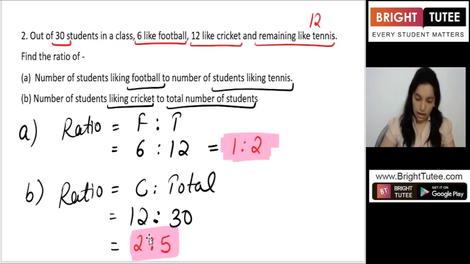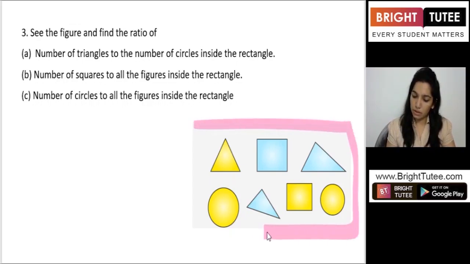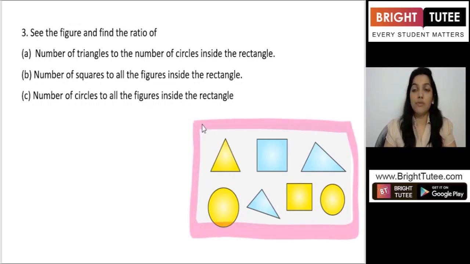Okay, so this is the answer. Moving ahead to the next question. It says, see the figure and find the ratio of number of triangles to the number of circles inside the rectangle. So here in this particular rectangle that you see, this image is in the form of a rectangle, and we need to find how many triangles there are.